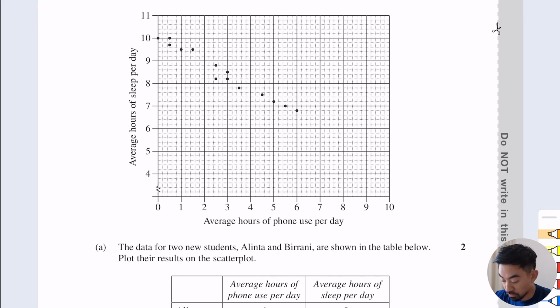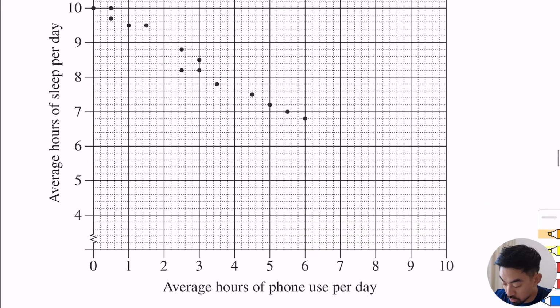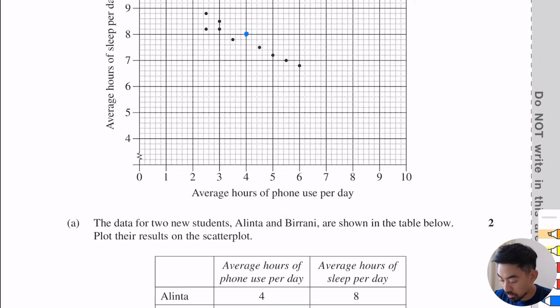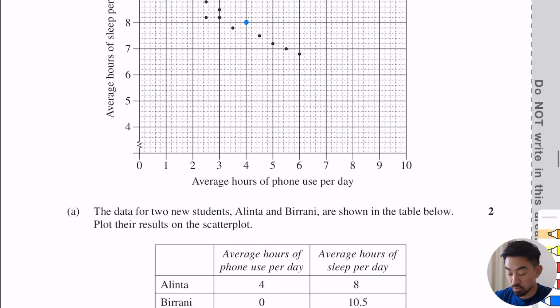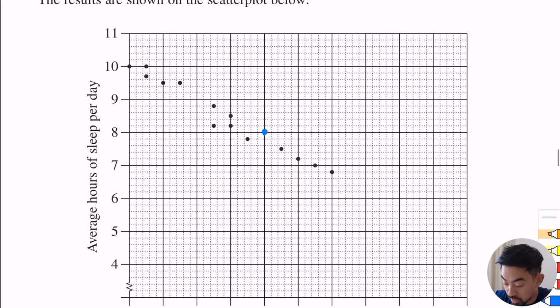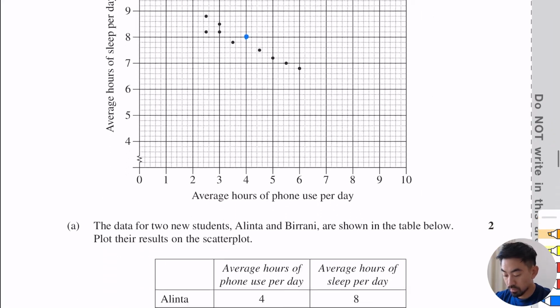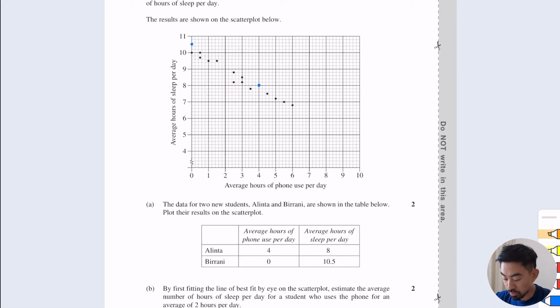Okay, so Alinta uses her phone for 4 hours per day and sleeps an average of 8. So where's that? So 4, and it's going to hit 8 there. Birani is 0 and 10.5, so this is obviously someone that doesn't exist, who doesn't use their phone. So 10.5 is going to be up there. Okay, that's done. Question B, if I'm fitting the line of best fit by eye on the scatter plot, estimate the average number of hours of sleep per day for a student who uses the phone for an average of 2 hours.